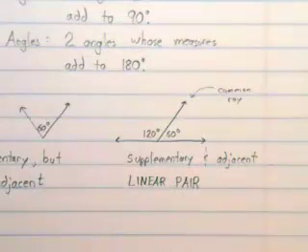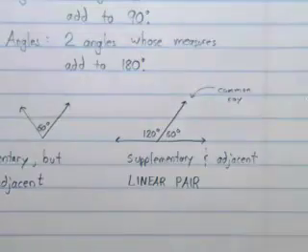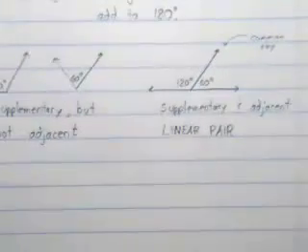So that's kind of an important distinction. Supplementary just means they add up to 180. They could be anywhere. But if we take those two supplementary angles and put them right next to each other, then we have a linear pair because they make a line at that point. They don't make a line if they're not adjacent, so we can't call them a linear pair then. So there's your supplementary.